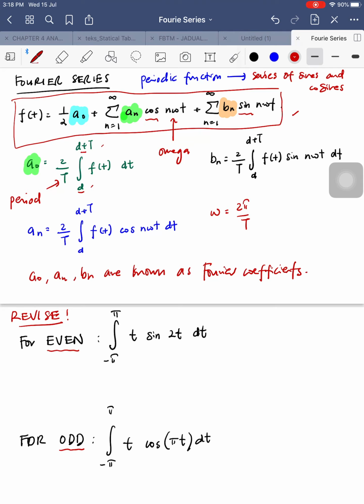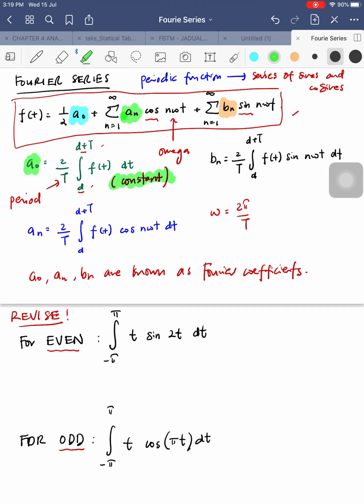And please bear in mind, a naught is always going to be a constant. The rest of them, a n and b n, are going to be in terms of functions, but a naught is always going to be a constant. It's always going to be a value. It could be a value of 1, it could be a value of 2, it could be a value of 3. But the main point is that it's going to be a value, a number.